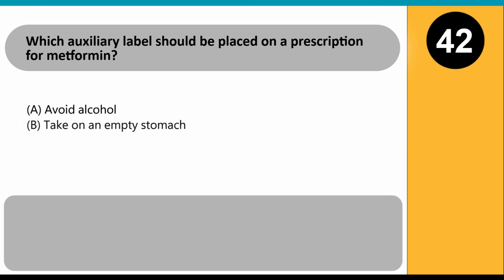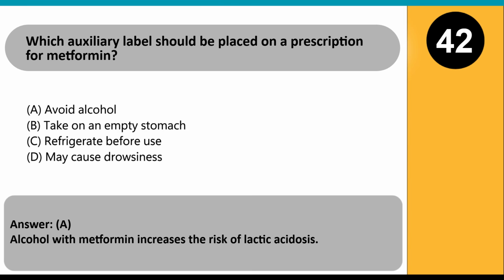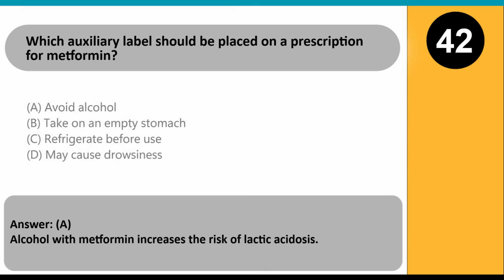Which auxiliary label should be placed on a prescription for metformin? A. Avoid alcohol. B. Take on an empty stomach. C. Refrigerate before use. D. May cause drowsiness. Answer: A. Alcohol with metformin increases the risk of lactic acidosis.